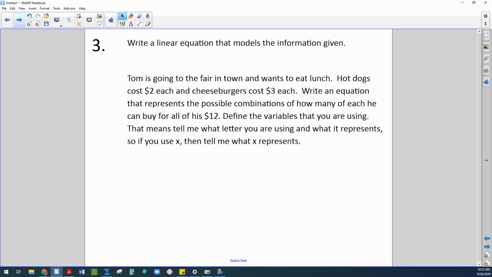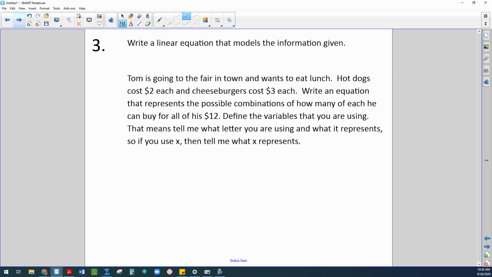For number 3, write a linear equation that models the information given. Tom is going to a fair in town and wants to eat lunch. Hot dogs cost $2 each and cheeseburgers cost $3 each. Write an equation that represents the possible combinations of how many of each he can buy for all of his $12. Define your variables that you are using. This means tell me what letter you're using and what it represents. So if you use X, tell me what X represents.